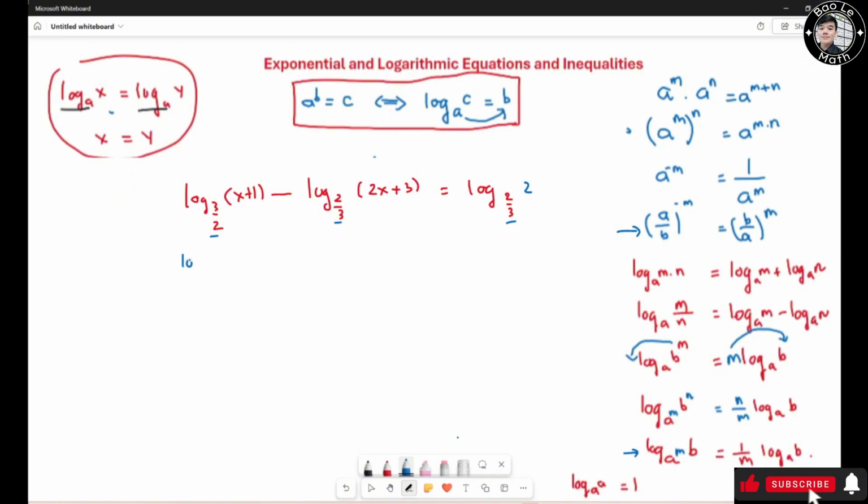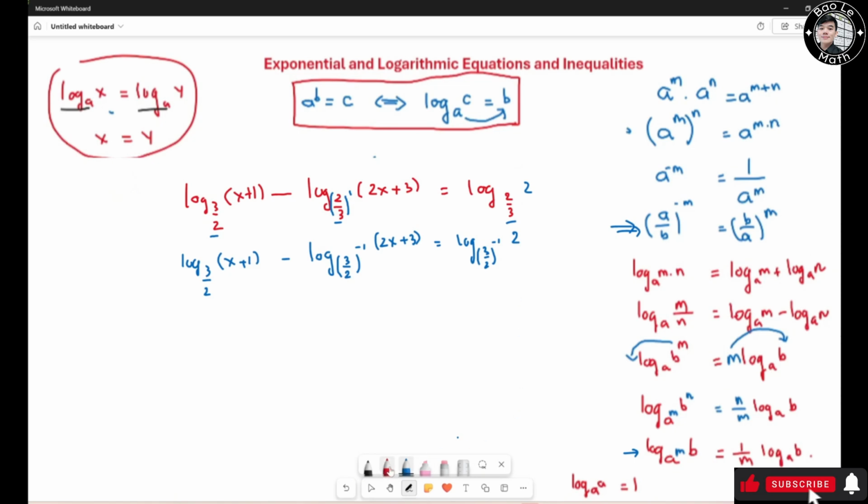I need to rewrite the first one, log base 3/2 of x plus 1 minus. Now this one right here, I can rewrite this one as power of 1, right? So I use the formula right here to make it 3/2. So it could be log base 3/2 power of negative 1, right? Of 2x plus 3 equals log base 3/2 of power of negative 1, right?